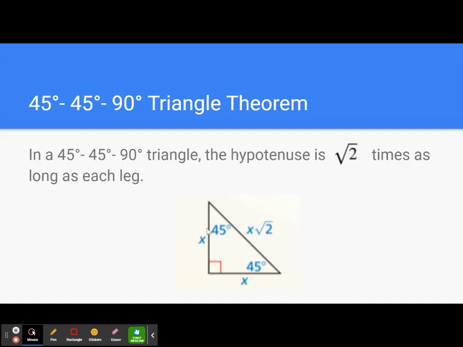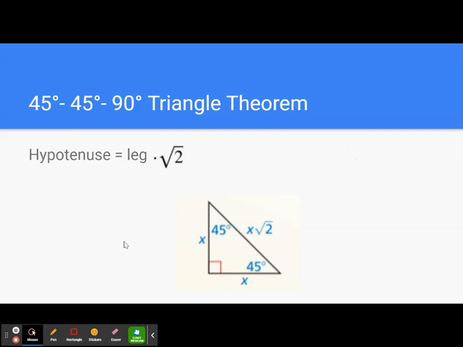All right, and then you see the triangle. Right below it is a spot for a formula. Write this formula: the hypotenuse equals the leg times the square root of 2. So write that formula down. This formula is going to be your best friend, because it's going to make your life easier.